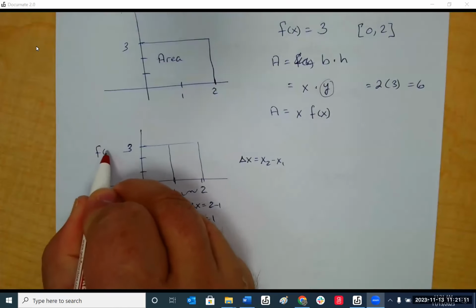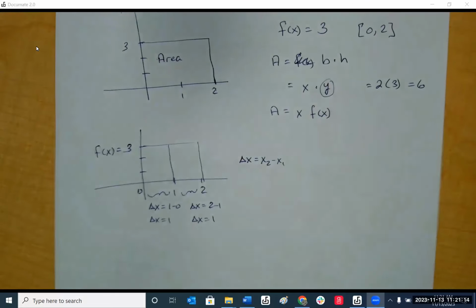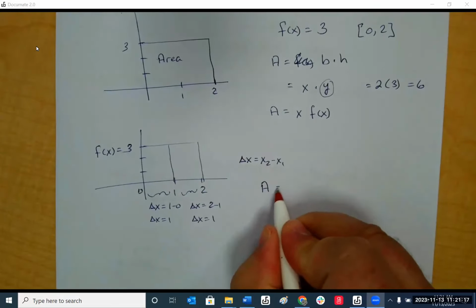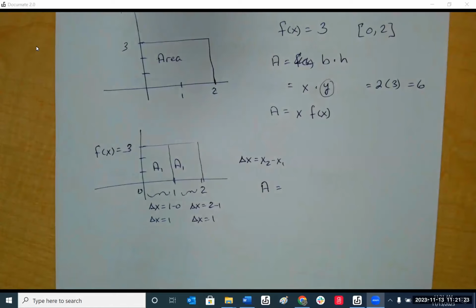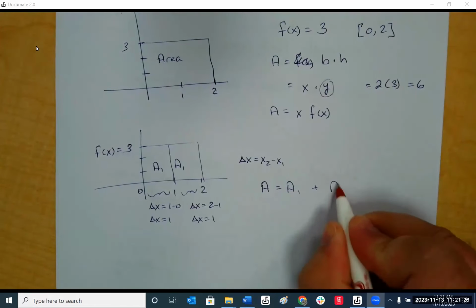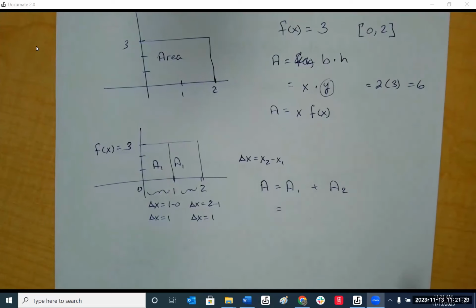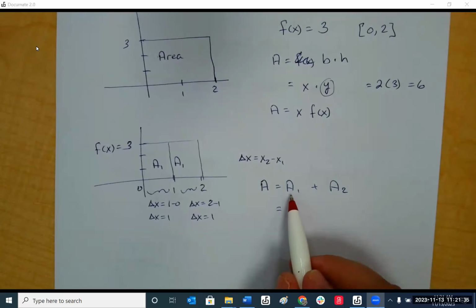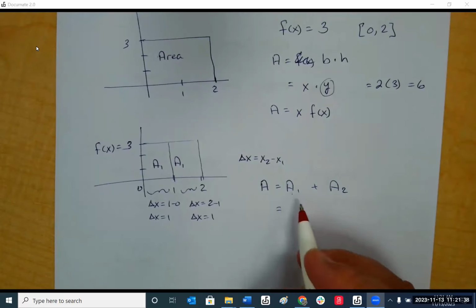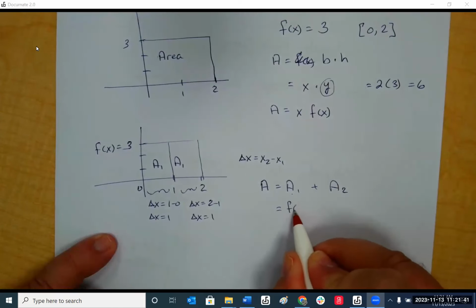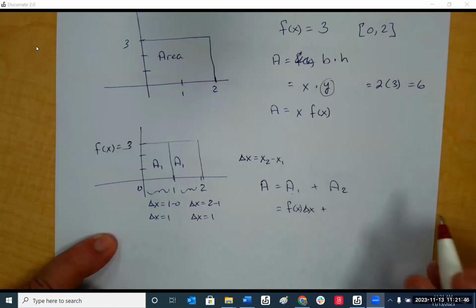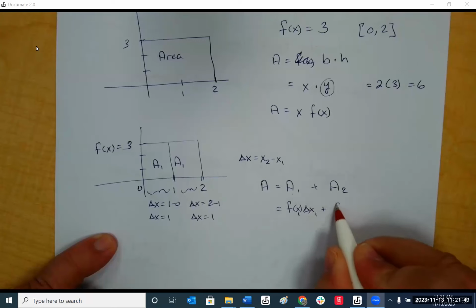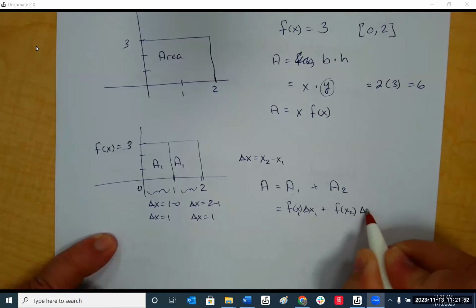And since this is a horizontal line, our function is the constant function 3. So the area, as we just talked about, is made up of the sum of those 2 areas. The area of the first one is the base times the height, f of x1 times delta x. And then f of x2 times delta x.